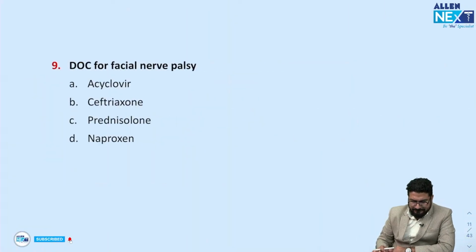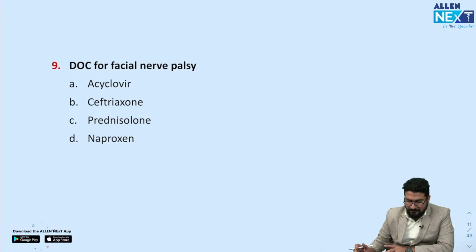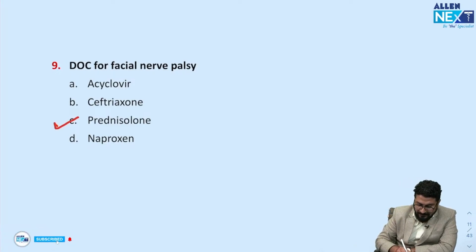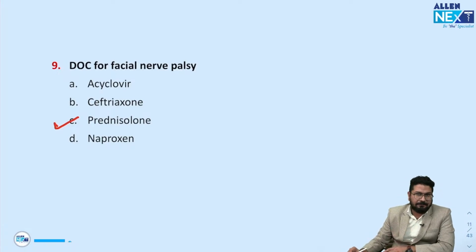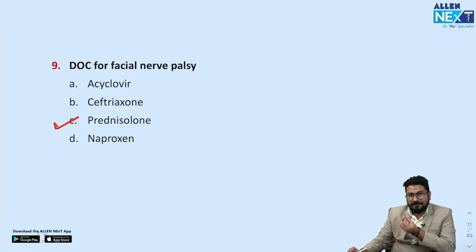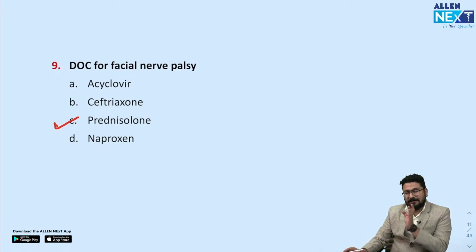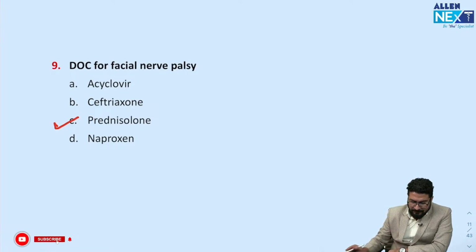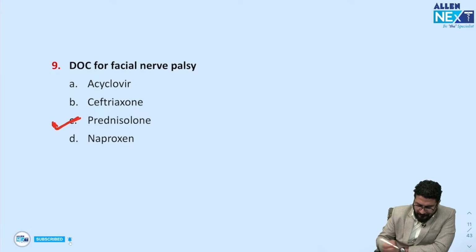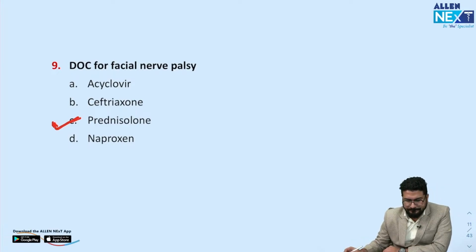Okay, आगे चलें. Drug of choice for facial nerve palsy. Understand this, for facial nerve palsy, if you get a patient on time and you give steroid, then there is a good improvement in symptoms. Otherwise we can just give physiotherapy to the patient, but there is not much improvement later on. So try to start steroid as soon as possible. So drug of choice will be steroid. Steroid is the only option; what we have is prednisolone.